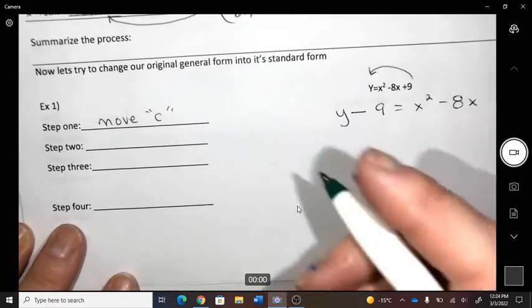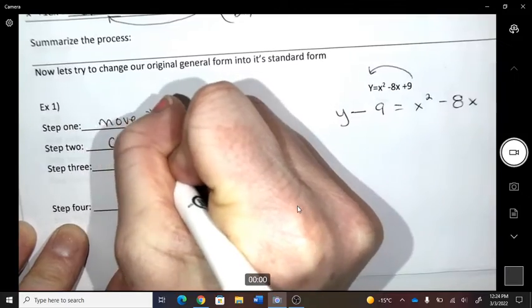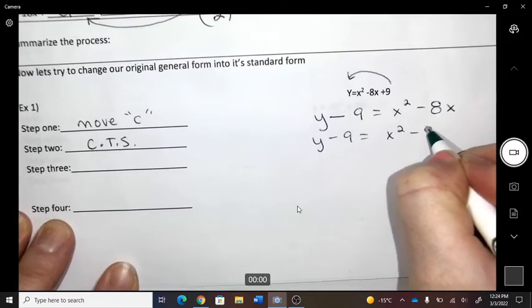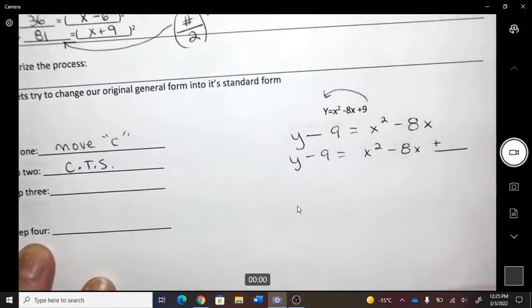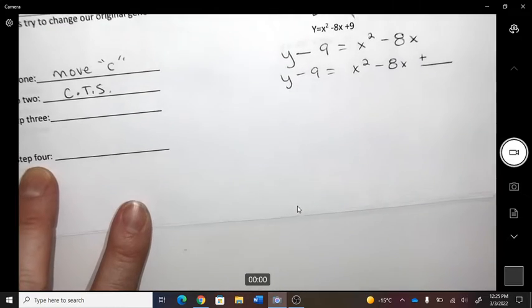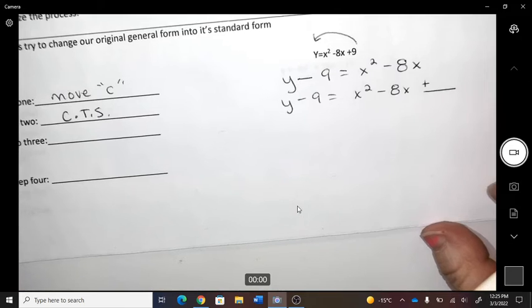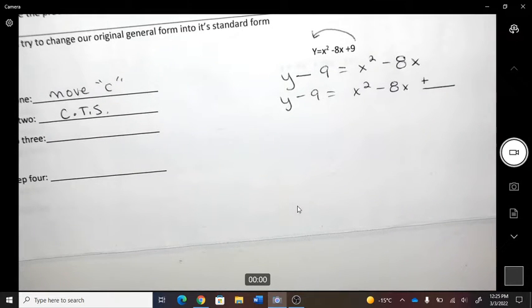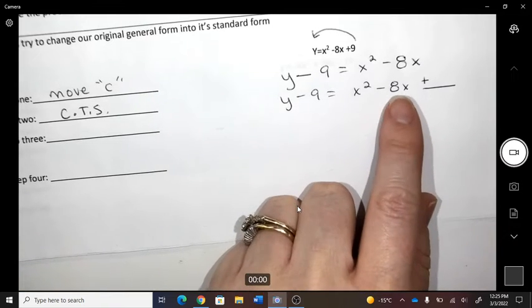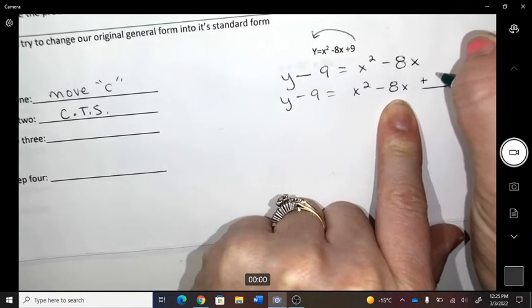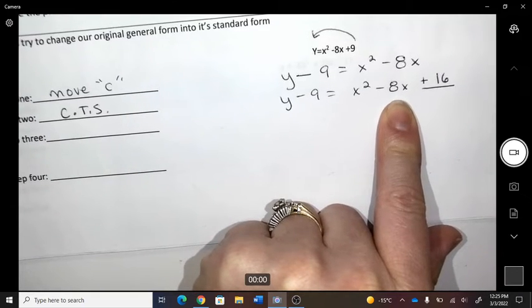Step 2, complete the square. So this is the process of completing the square. What do I put at the end of the trinomial? I want to make a perfect trinomial. So remember what goes there? I'm going to take half, got your number in your head, and then square it. So you get 16.